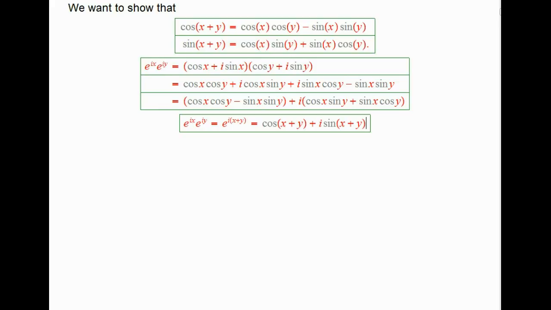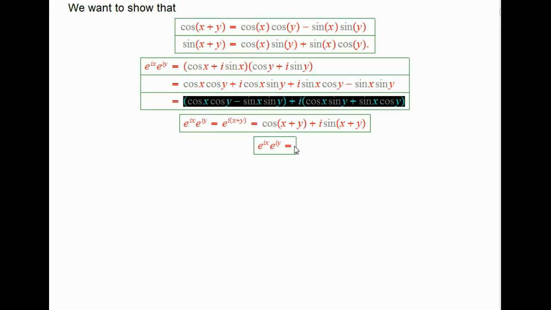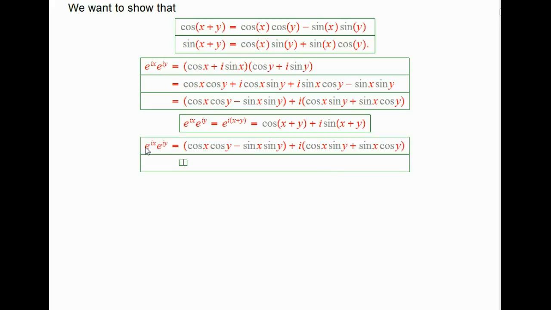Now we have that e^(ix) times e^(iy) is equal to this complex number, and also e^(ix) times e^(iy) is equal to cosine of x plus y plus i sine of x plus y. So these two complex numbers are equal to each other. As such, the real parts will be equal to each other, and the imaginary parts will be equal to each other.